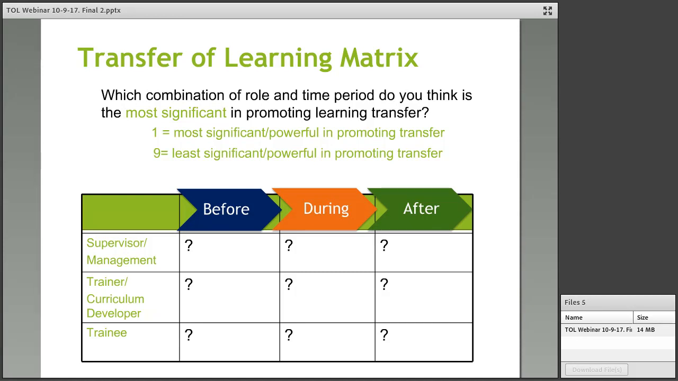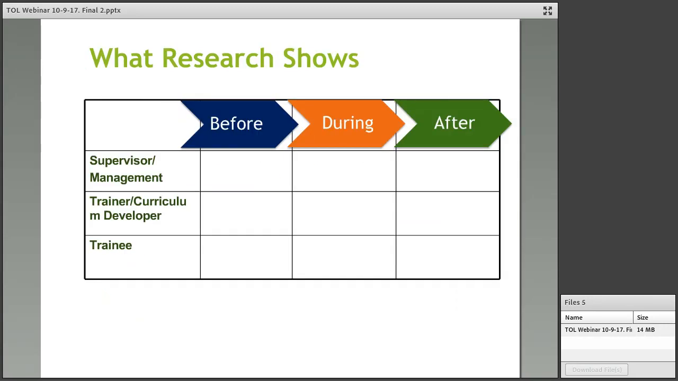So it looks like, Lisa, based on the chat box, that people think that each role has a significant contribution, and each time period could have a significant contribution. And people may differ on how significant that is. That's interesting. So let's take a look at what the research shows.